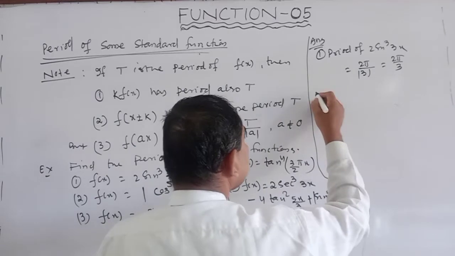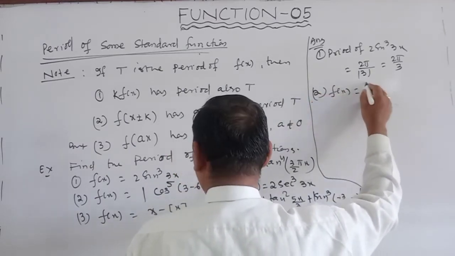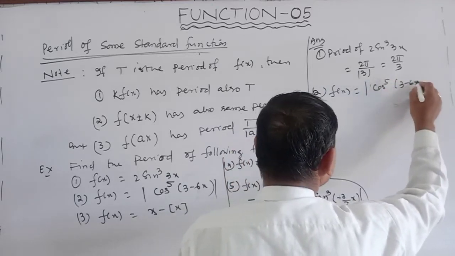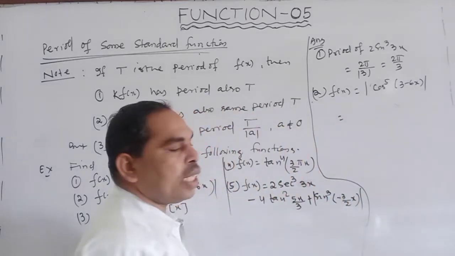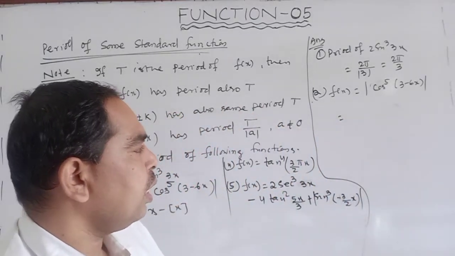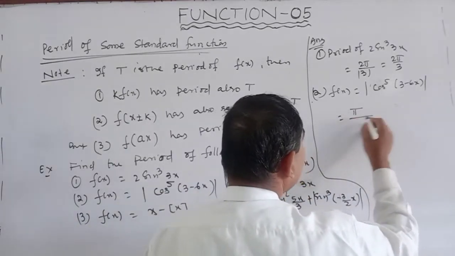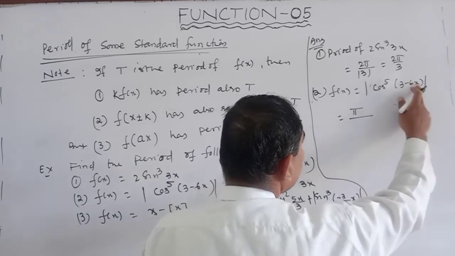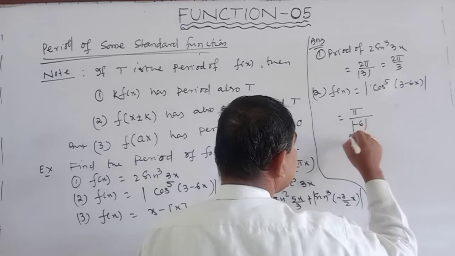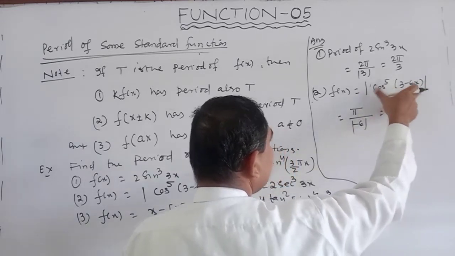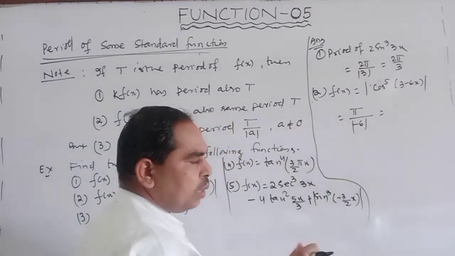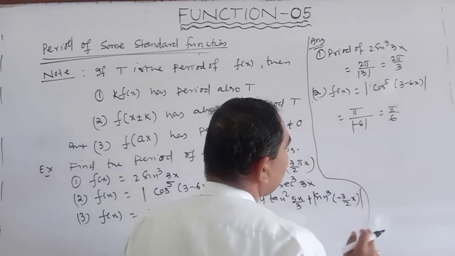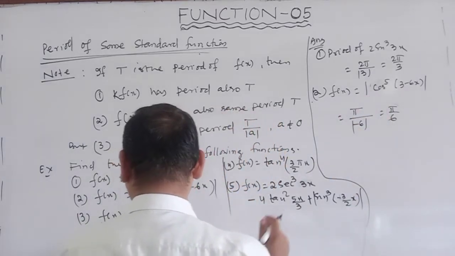Okay, next, 2: f of x is equal to mod of cos to power 5 of (3 minus 6x). Here mod is given, so in the case of mod it is pi by the mod of the coefficient of x, which is minus 6, mod of minus 6. Because mod is there, the power does not matter, we get pi by 6. So pi by 6 is the period of mod of cos to power 5 of (3 minus 6x).